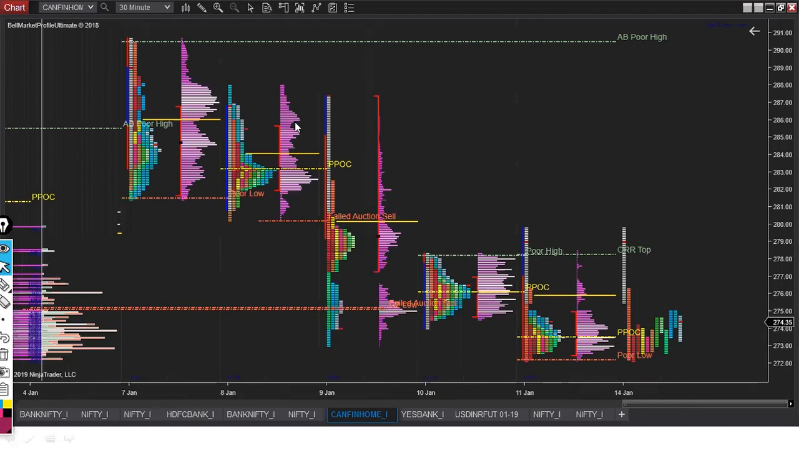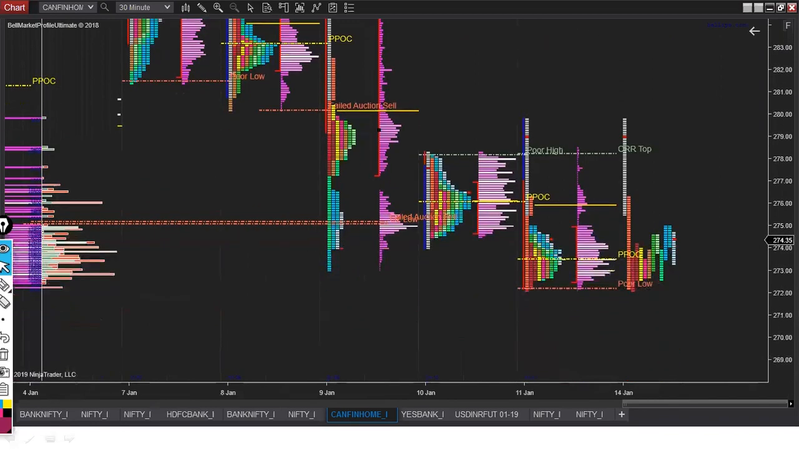Canfin Home had a rejection. It's a 2-day low breakout also, and it got back into the range. It finally came up like a B-shaped profile. So you see that it forms an ORR top over here, and that is a weaker rejection. It's a weaker rejection because it broke the 2-day low and got back into this range. So it is considered a weaker rejection, but the point of control hasn't migrated at all.